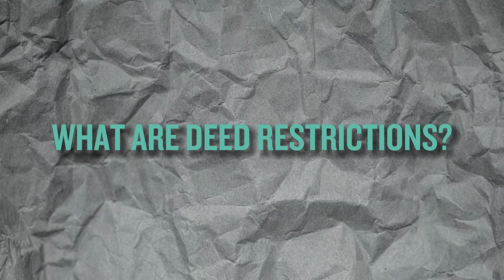What are deed restrictions? They are restrictions on your use of the property that are placed by a deed and not by a separate recorded instrument. So often, if you've got an HOA or you live in a neighborhood, there will be covenants, conditions, and restrictions recorded that affect the property. But you could also have restrictions placed within the deed itself.